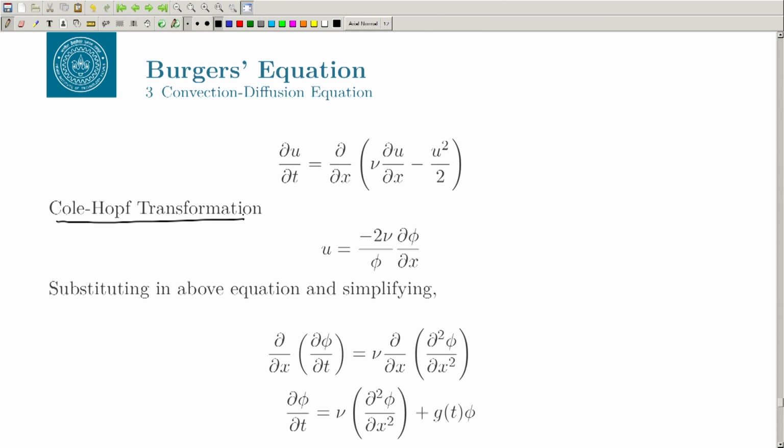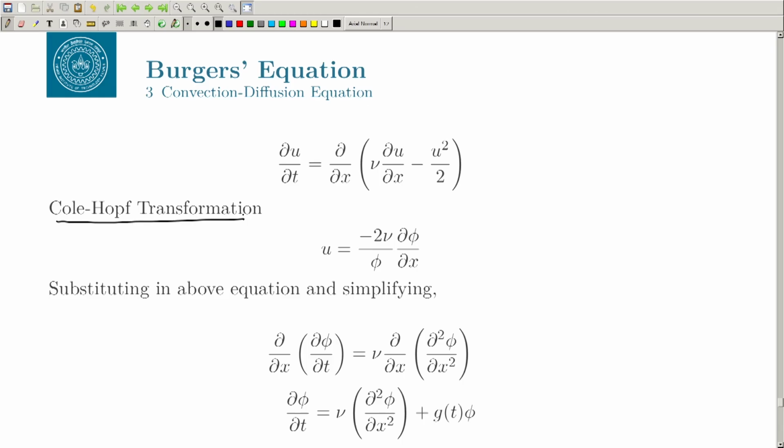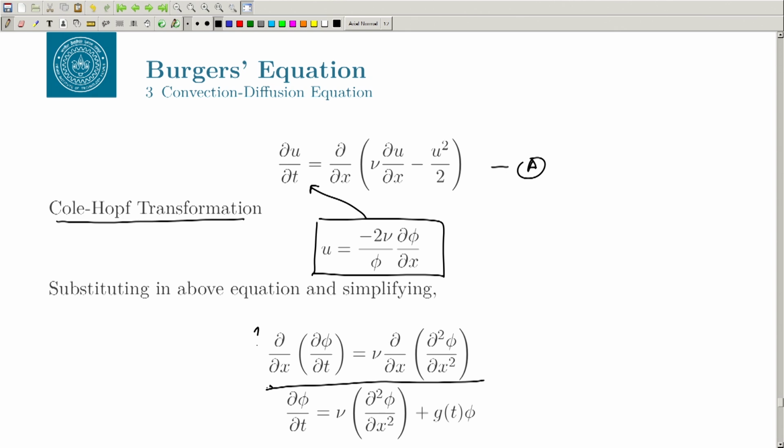Okay. So, this is very close to what you recall in your calculus, where you change your variable. You do the variable transformation and convert your PDE into an ODE in many cases, right. This is very similar to that. The form that is suggested is u equal to minus 2 nu by phi del phi by del x, and if you put this value of u into this equation, let us say A, and simplify it, you will quickly see that you start looking at a heat conduction equation.